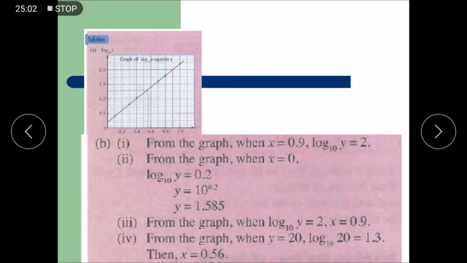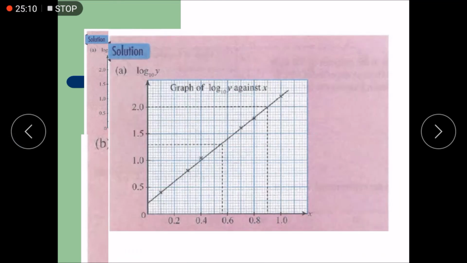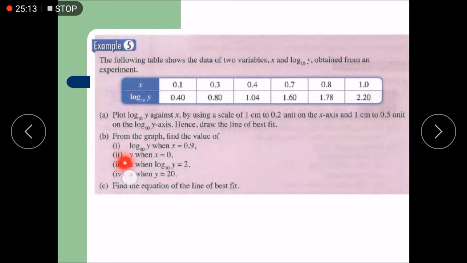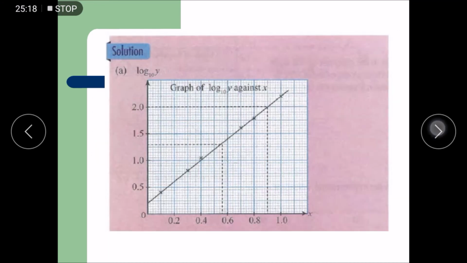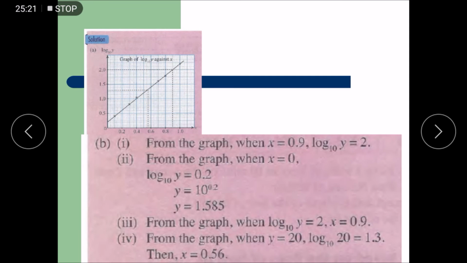The second question says, from the graph, when x equals 0, what is the value of y? You see they want the value of y. It's not log y. So you have to find the value of y. When x equals 0, log y equals 0.2. So you have to do anti-log. Remember the previous chapters? We have learned anti-log. In order to get the value of y, you do anti-log, use the calculator, and you get y equals 1.85.